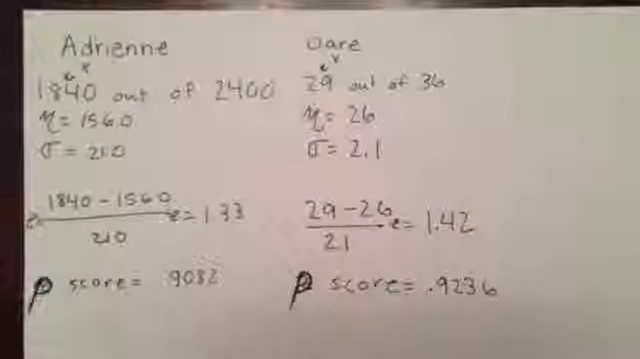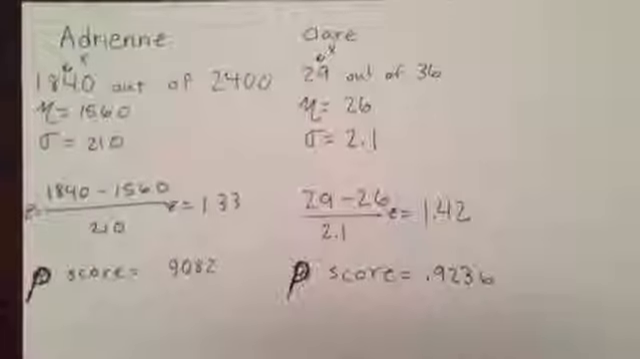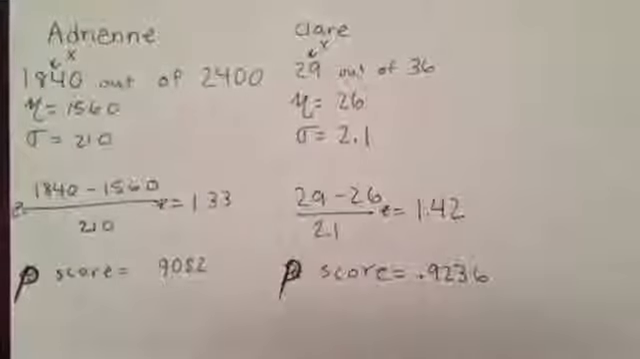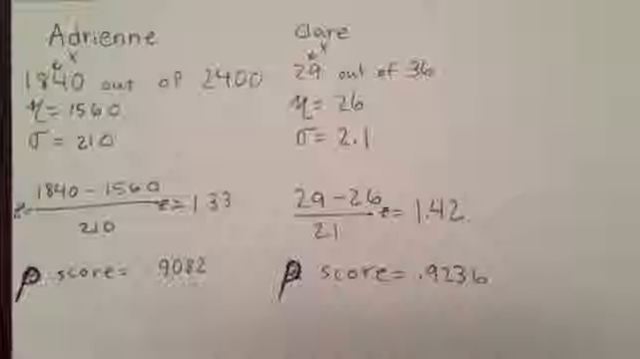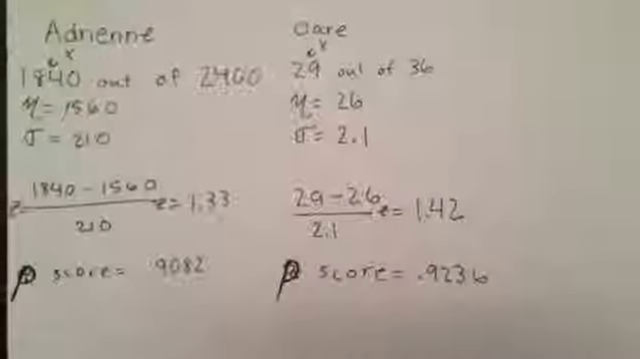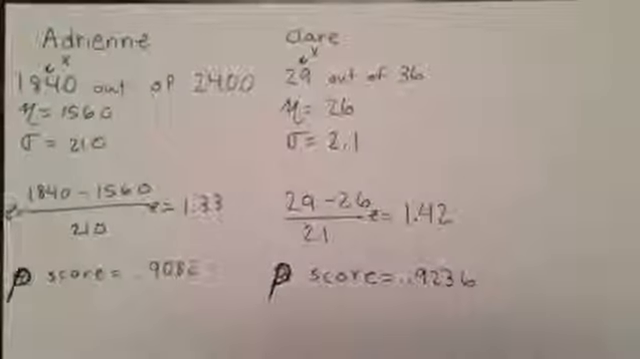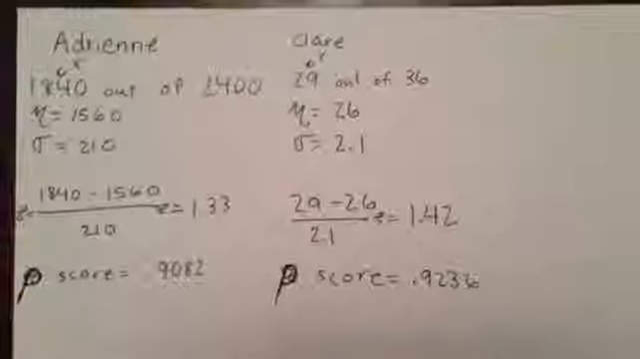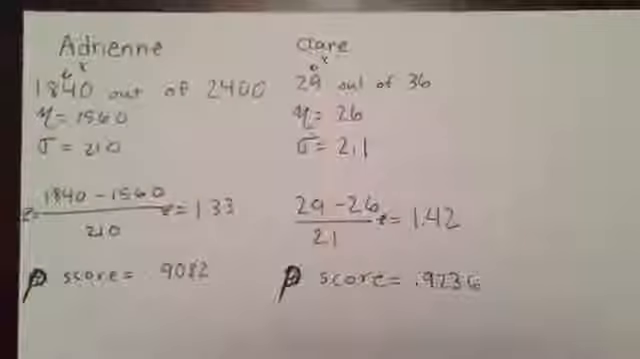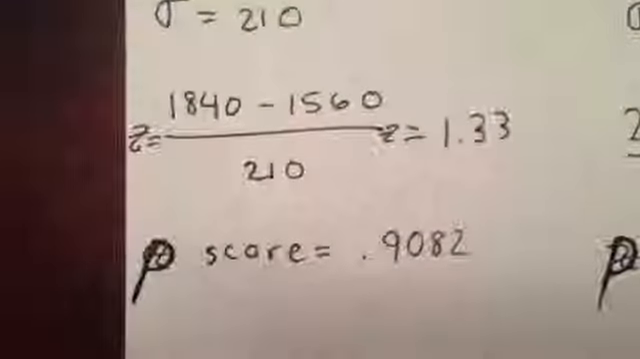Slowing it down a bit. So Adrian took the SAT, which is a test out of 2400, and from that she scored an 1840. That is our x value. The mu is our population parameter, which is 1560, which means the national average on the SAT that round was a 1560. The standard deviation on that test was a 210. So in order to find the z-score, we're going to do x minus mu divided by standard deviation. So we plug in our numbers, and we do 1840 minus 1560 divided by 210. This gives us our z-score, which is 1.33.